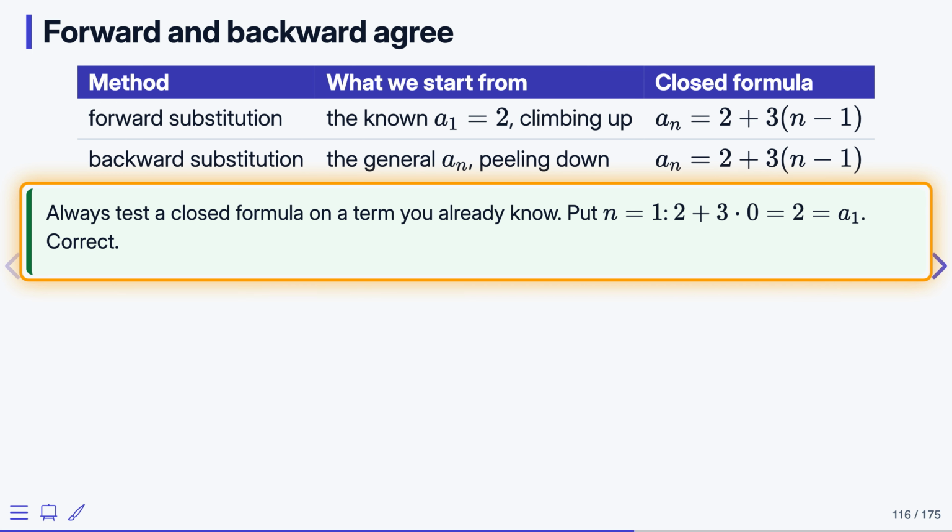And now the habit worth keeping. Always test a closed formula on a term you already know. Put n equal to 1. 3 times 0 is 0, so we get 2. And a sub 1 was given as 2. It checks out.